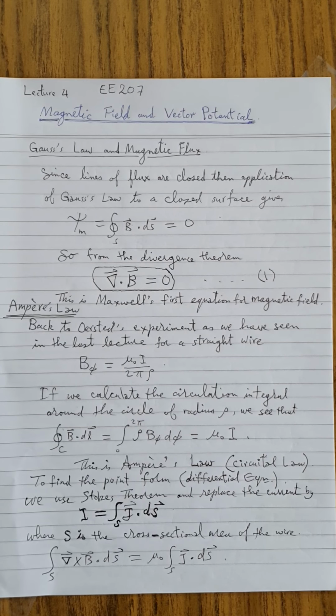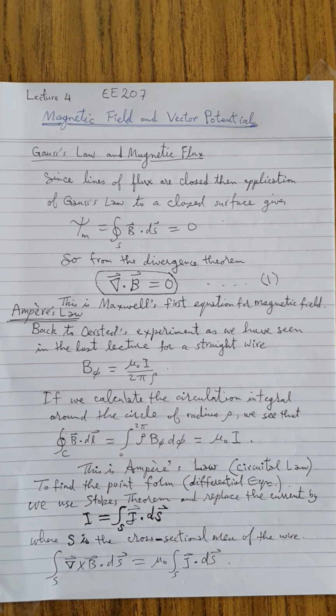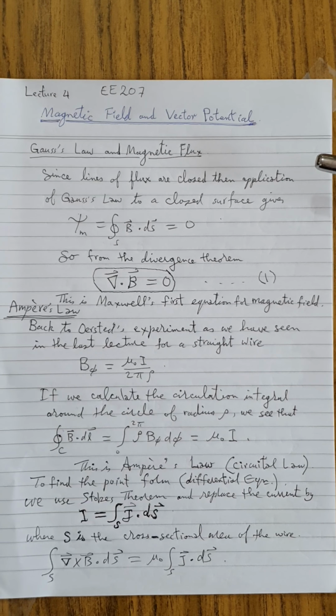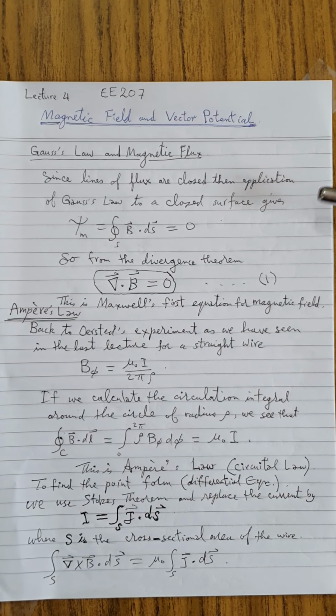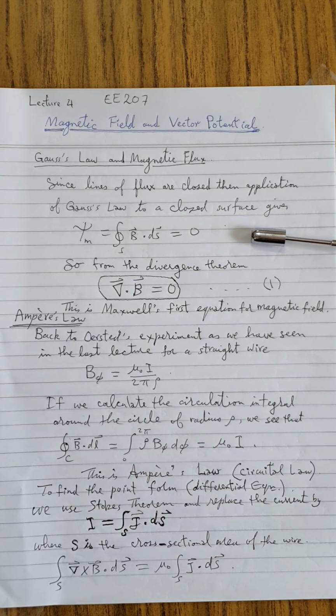We start with Gauss's law and magnetic flux. Since the lines of flux are closed, application of Gauss's law to a closed surface gives psi m equal to the integration over a closed surface of B dot ds equal to 0, which implies that the divergence of B is equal to 0 according to the divergence theorem, when we transform the surface integral into a volume integral for the divergence. So this is Maxwell's first equation for the magnetic field.